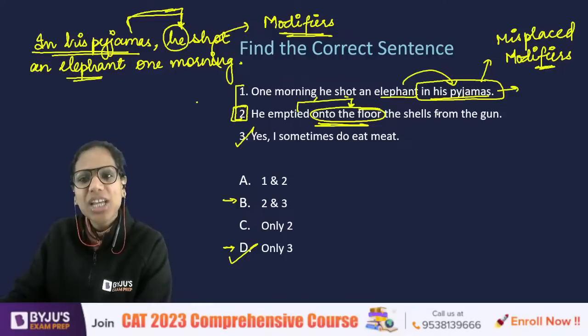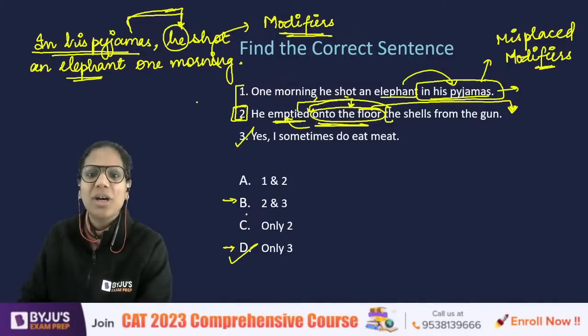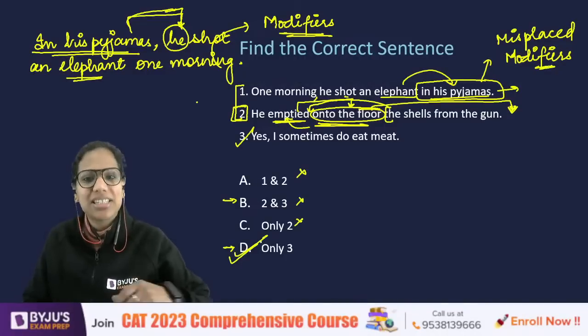He emptied the shells onto the floor, isn't it? So he emptied the shells from the gun onto the floor. Onto the floor should come here. Not here, because here it has the potential to modify emptied also, which is incorrect. Right? So 1 and 2 were incorrect, and that's why the only possible answer is 3.